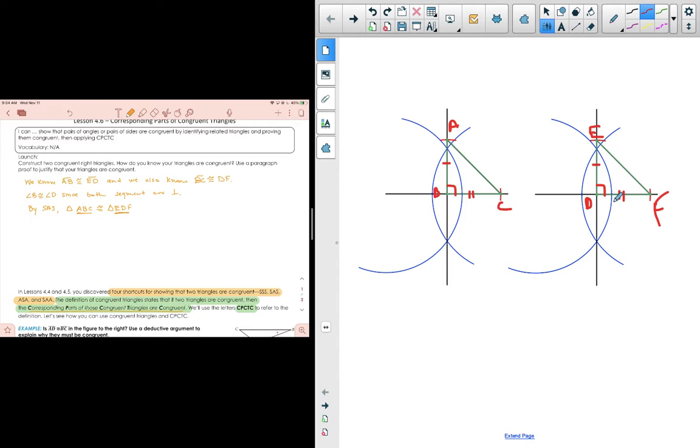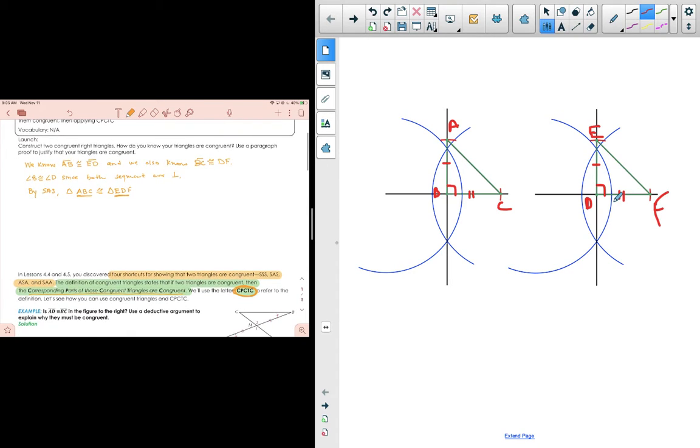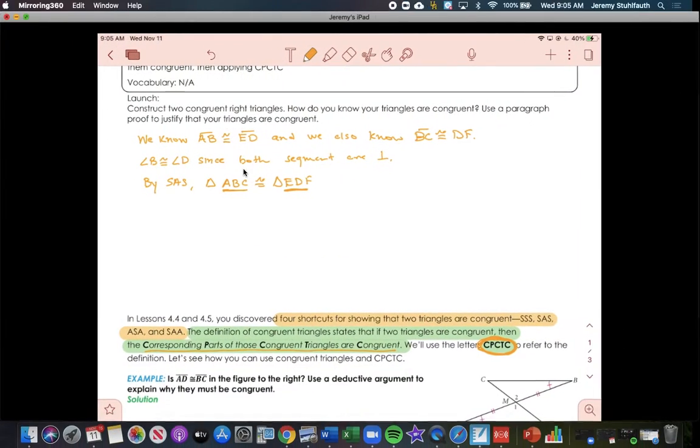And we have a little shortcut of writing that. We don't want to have to write all those words every time. So we're going to call it CPCTC. So when you need to write corresponding parts of congruent triangles are congruent, you can just write CPCTC. Now, let me exit out of this dual screen here.